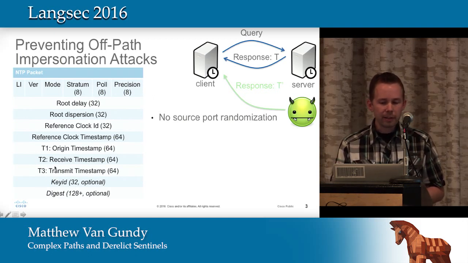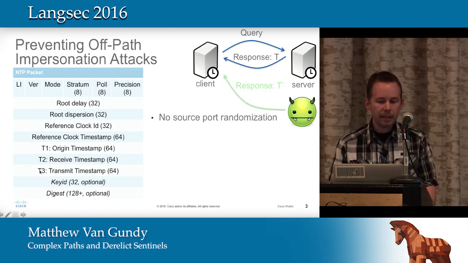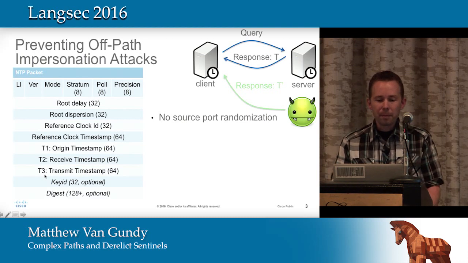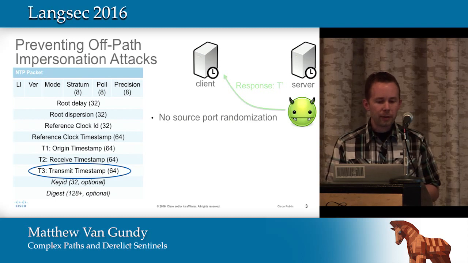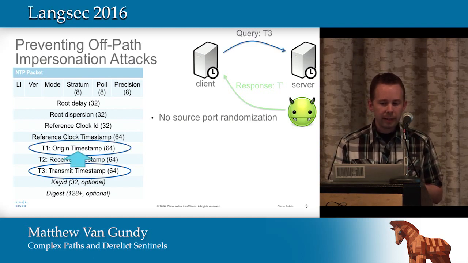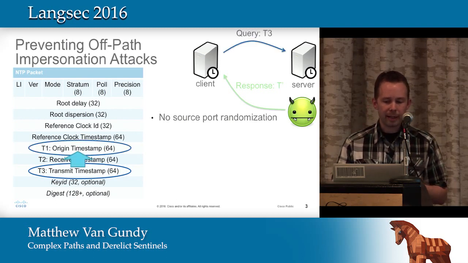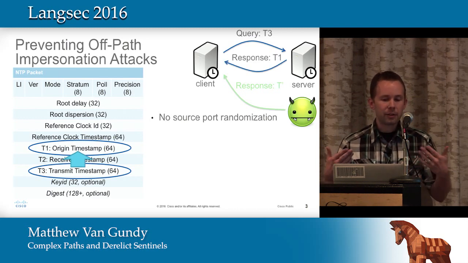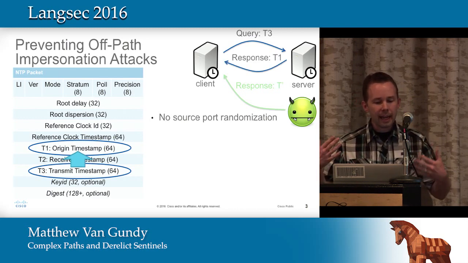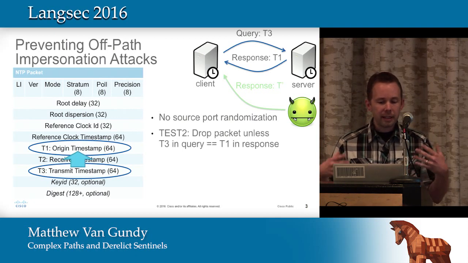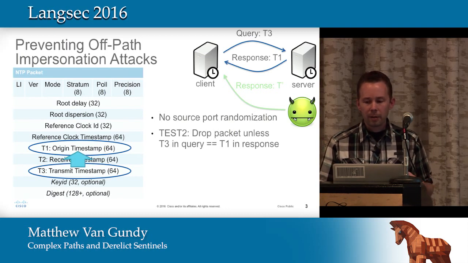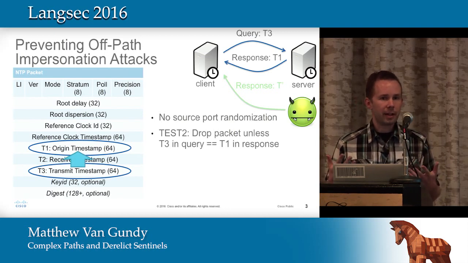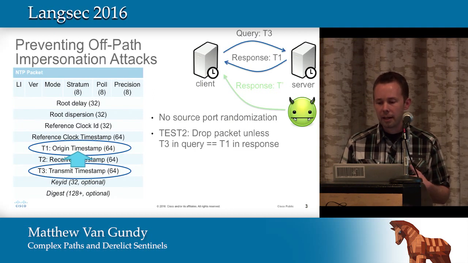Whenever the client sends out a query, it puts its current clock into T3 in the outgoing packet. When the server responds, the server takes that client's T3 and puts it in T1 of the response packet. When the client receives the server's response, it checks: is the T1 in the response packet equal to T3 in my query packet? If not, it drops it. Otherwise, it accepts it as a valid reply. So this essentially acts as a nonce.